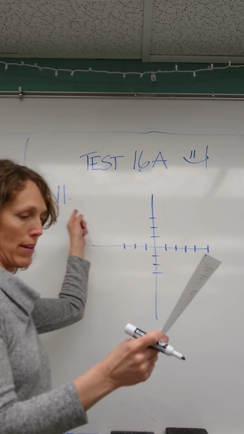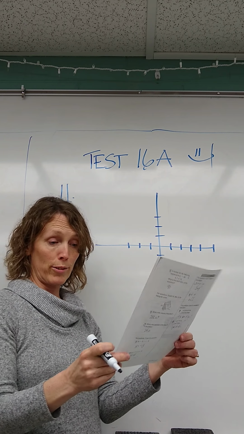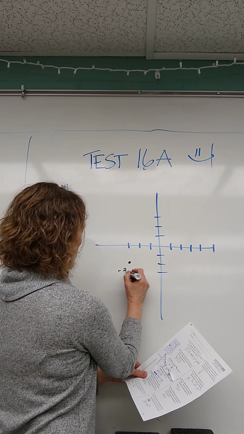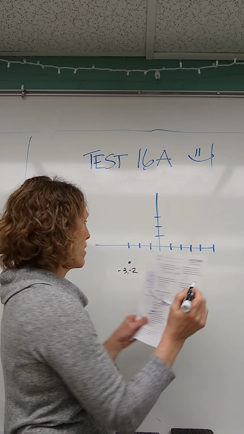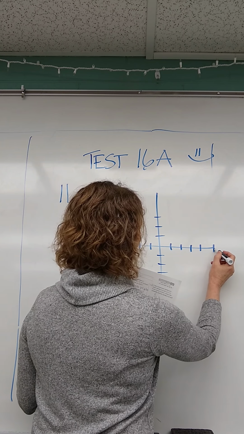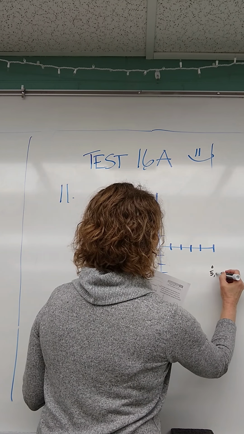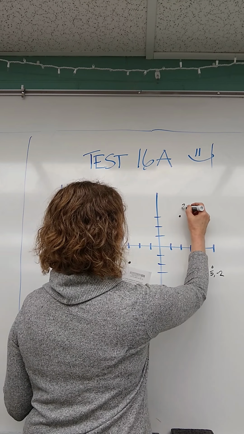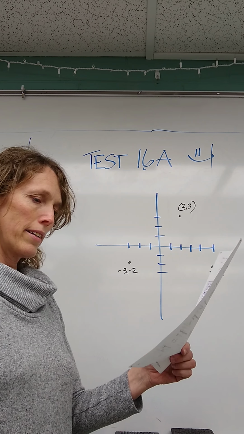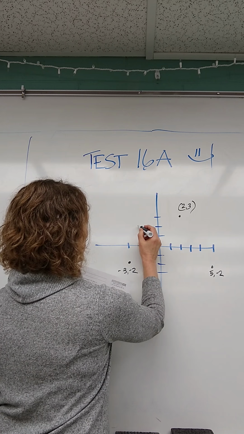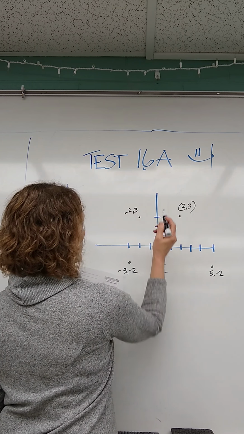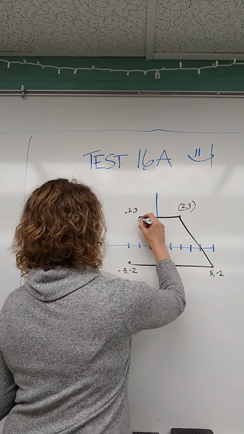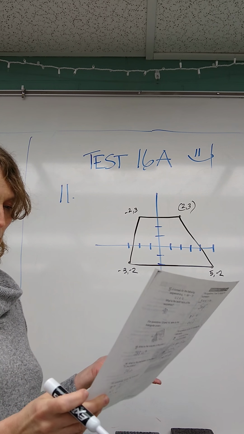We are on number 11. It says the vertices of a trapezoid are at -3, -2. The next one is 5, -2, and then they have 2, 3, and -2, 3. So we're going to make our trapezoid from there. All right, so it kind of looks like that, hopefully on yours too.